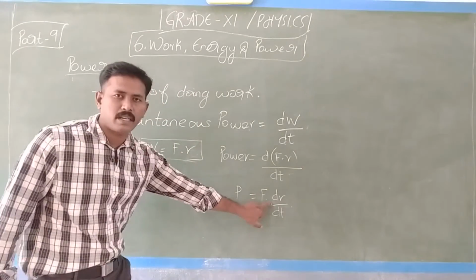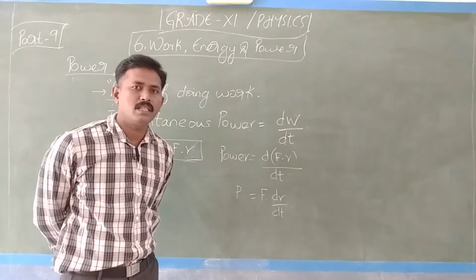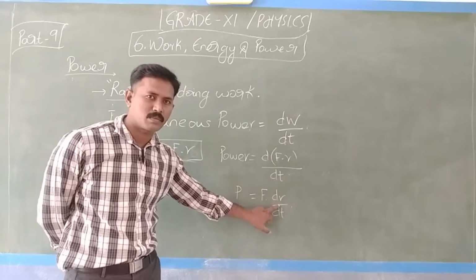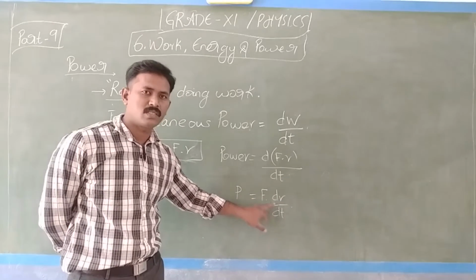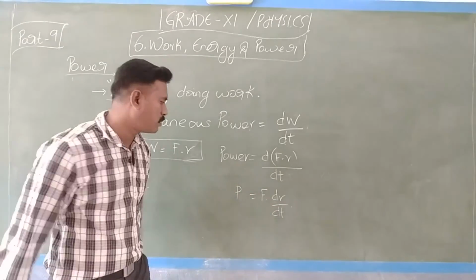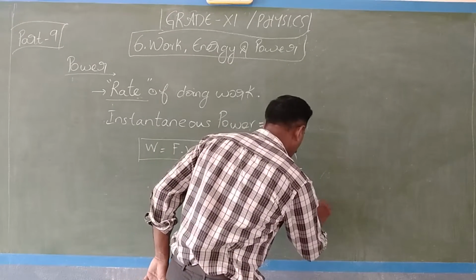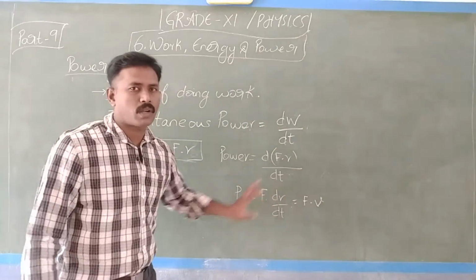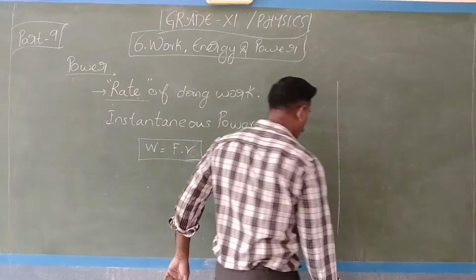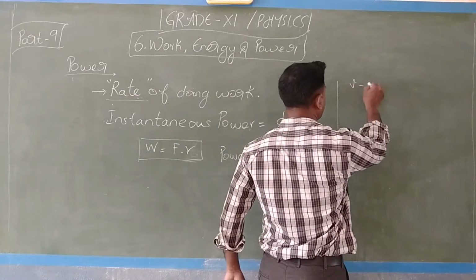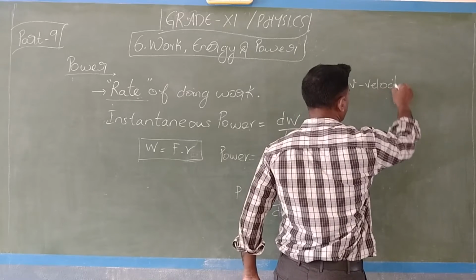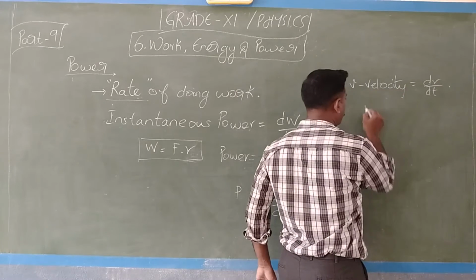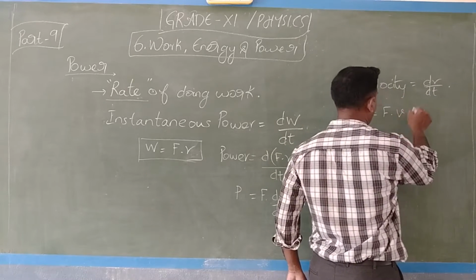What is dr by dt? dr by dt is the change in displacement with respect to time. R is the displacement, and dr by dt is the change in displacement with respect to time. So I can write F into V, where V refers to the velocity, which is equal to dr by dt. So now what is power? Power equals force into velocity.